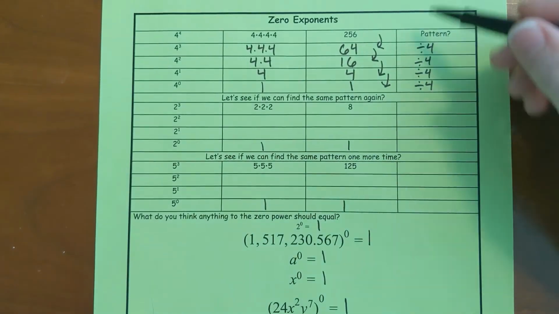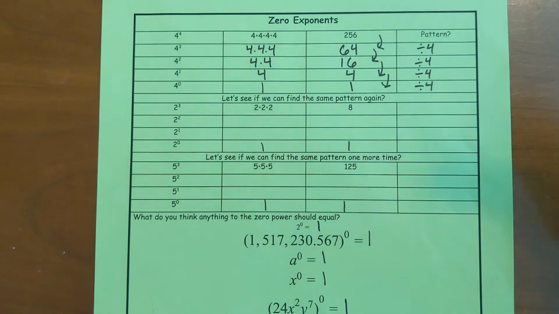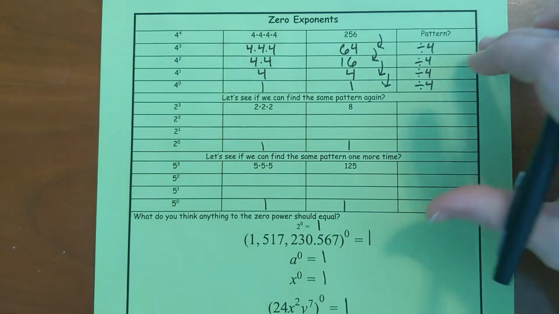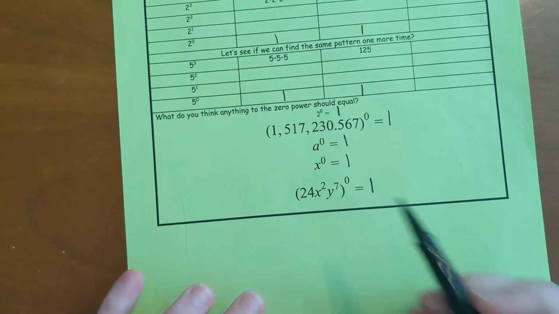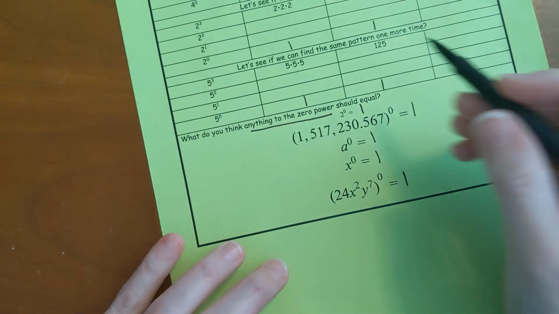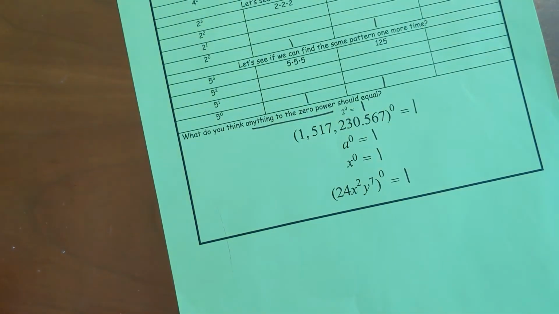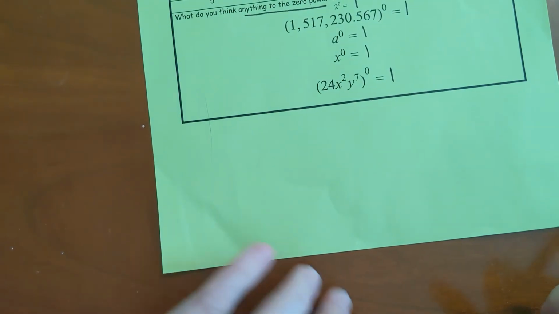And we get this idea by following this pattern all the way down. We have to continue our pattern, and so it works for every single number. Anytime we have something to the 0 power, it has to equal 1. So this is a rule you're going to have to remember. Anything to the 0 power is going to equal 1. You're going to need to remember that. I want to show you one other way that this is true.